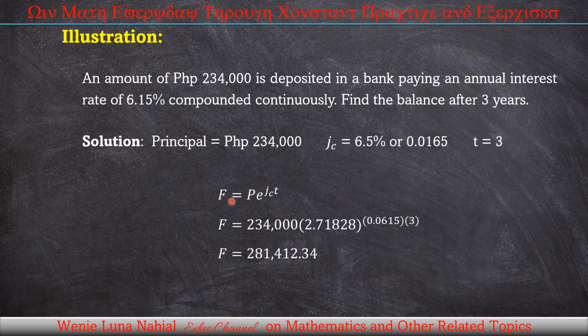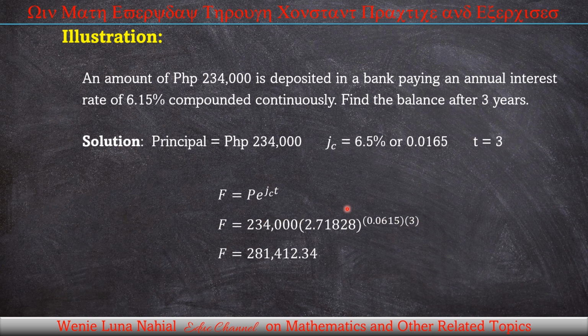So using this formula, uppercase F equals uppercase P times e raised to j sub c times t, we only substitute uppercase P by 234,000, then e by 2.71828, then j sub c, which is 6.15% or 0.0615, then t by 3. Okay, so do the calculation.